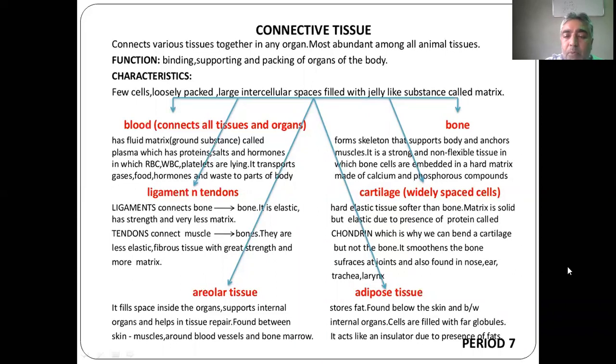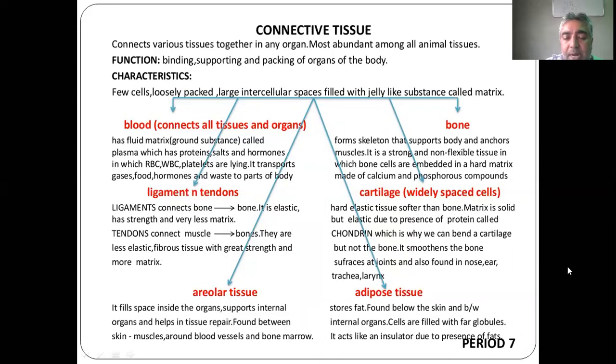And bone is made up of calcium and phosphorus compounds. Then areolar tissue fills the space inside the organs, supports internal organs, and helps the tissue to repair. It is found between skin and muscle, around blood vessels and bone marrow. Adipose tissue stores fat. It is found below the skin and between the internal organs.